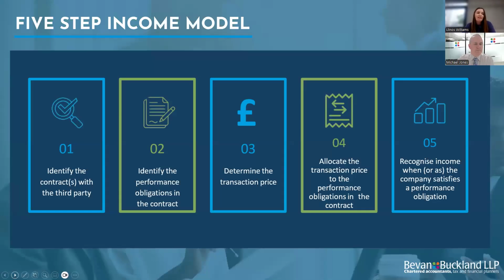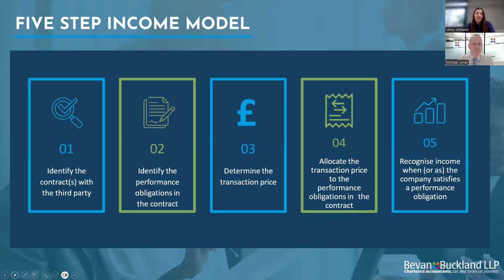So this model is designed to ensure that income is recognised in a way that reflects the economic substance of what the organisation actually delivers, not simply when cash is received or invoices are raised. It requires us to start by identifying whether there's a valid contract in place and then break down exactly what has been promised within the contract, the performance obligations. From there, we determine how much we expect to receive for delivering these obligations, including any variable or uncertain elements.